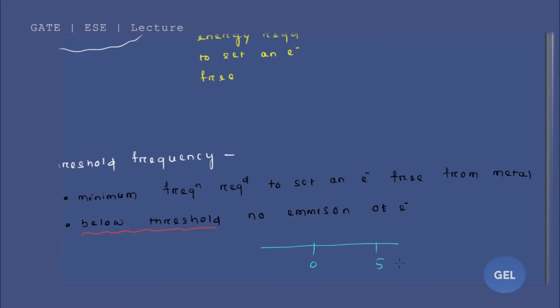If I say 5 hertz is the threshold frequency, that means 5 hertz is the minimum frequency required to set an electron free from the metal. That means if you apply 4, or even 4.9 hertz, you will not be able to emit any electron. Do you understand this point? What is the meaning of threshold frequency? If I assign 5 as my threshold frequency, below this threshold frequency there will be no emission of electrons. Now there is another terminology.